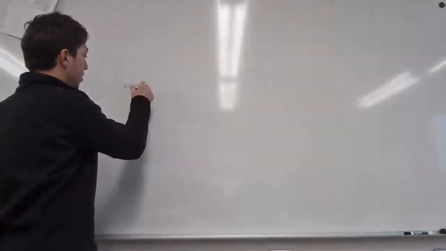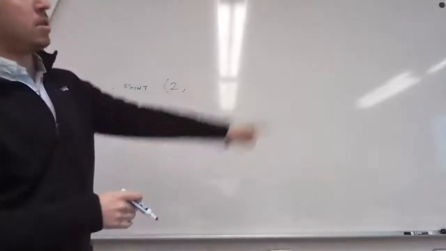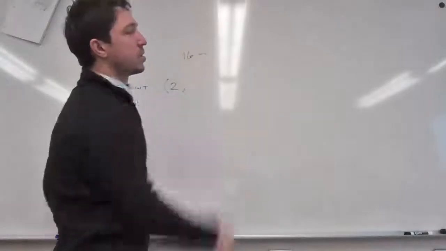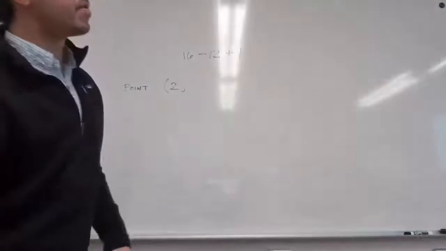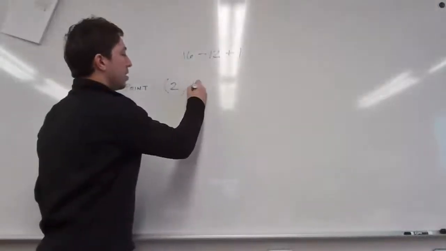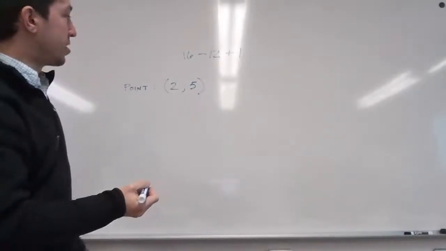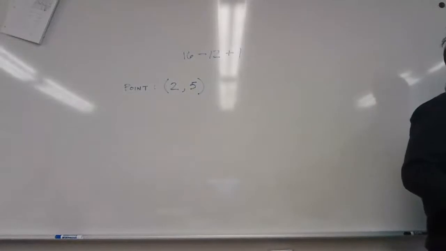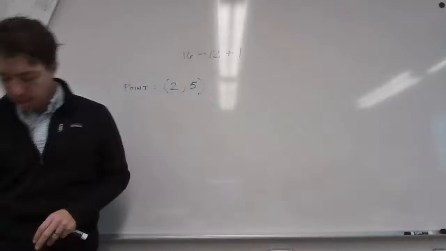What's our point going to be? So that's half of the point. So the point is 2 comma, plug 2 in there, you get 16 minus 12. I'm getting 5. We're okay with that? Which is a good sign, because look at all the answers. What are they all pretty close to? 5. Certainly check your answer there.